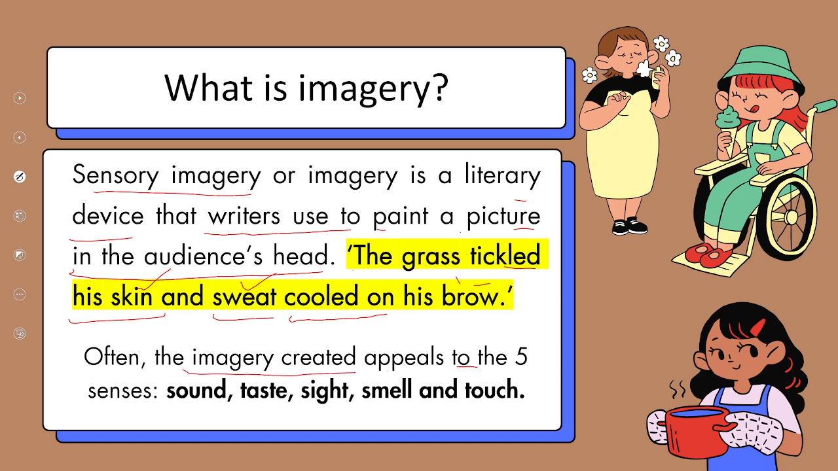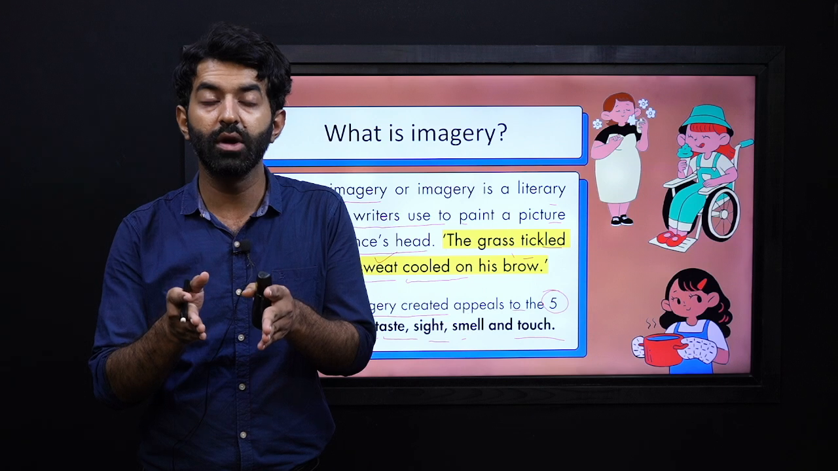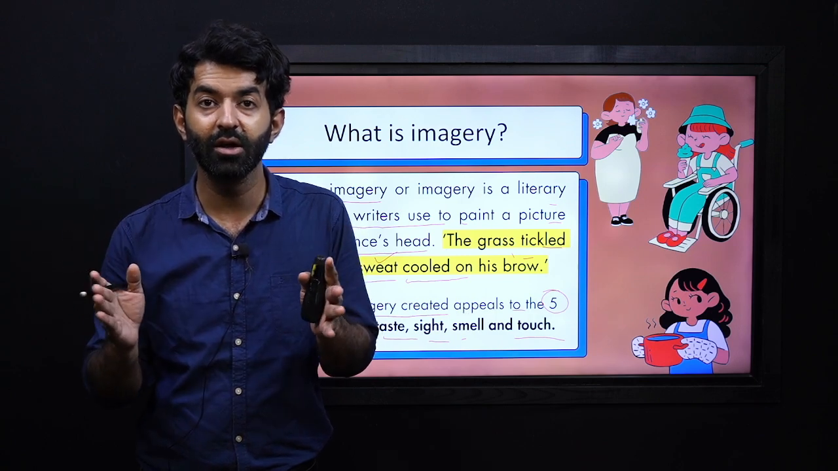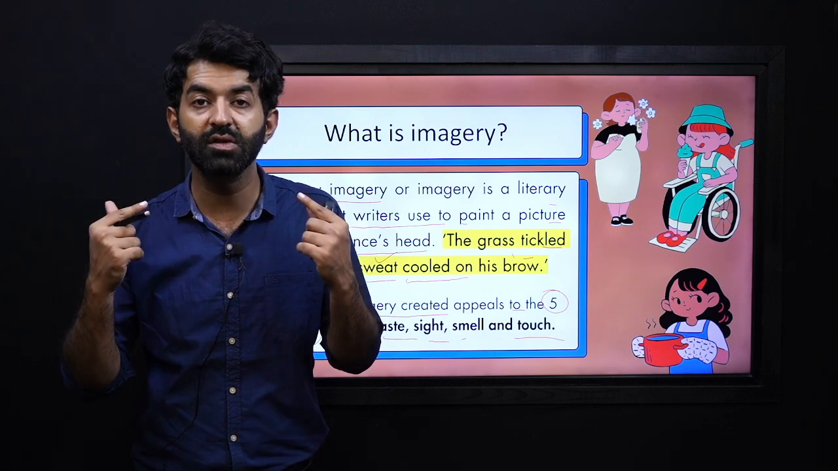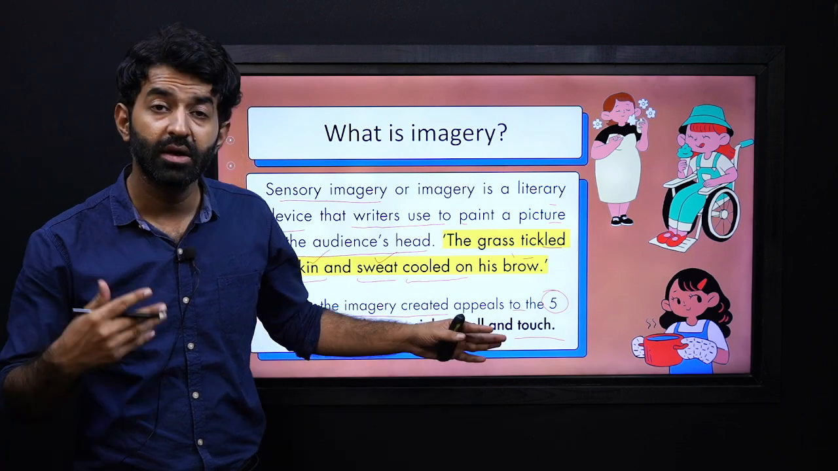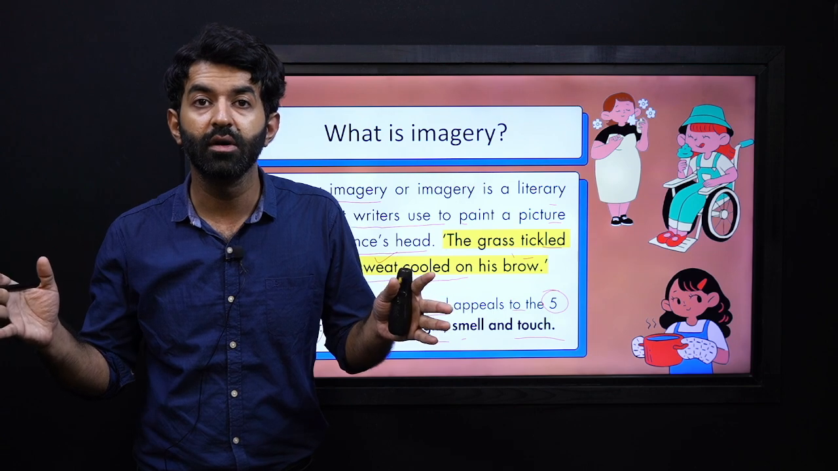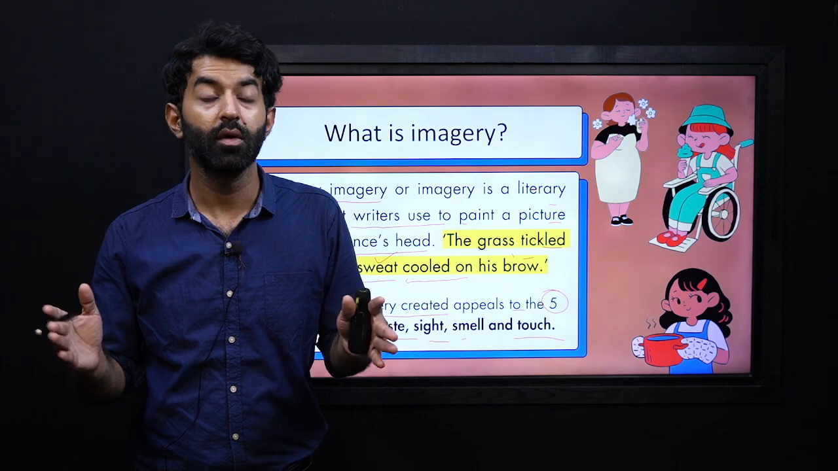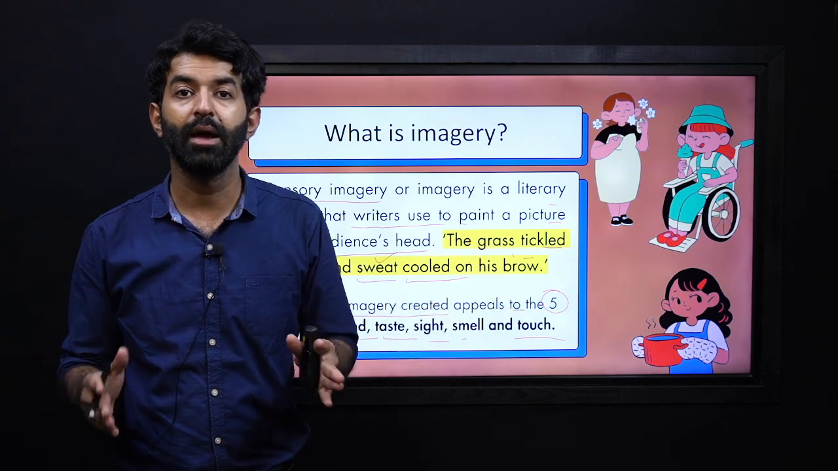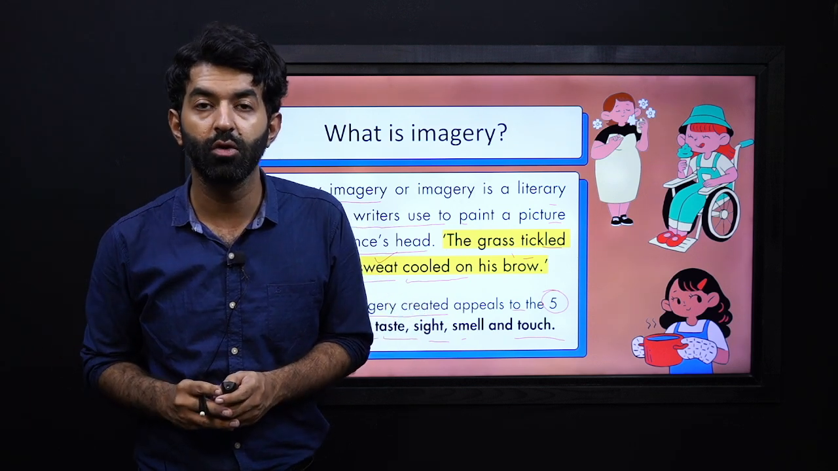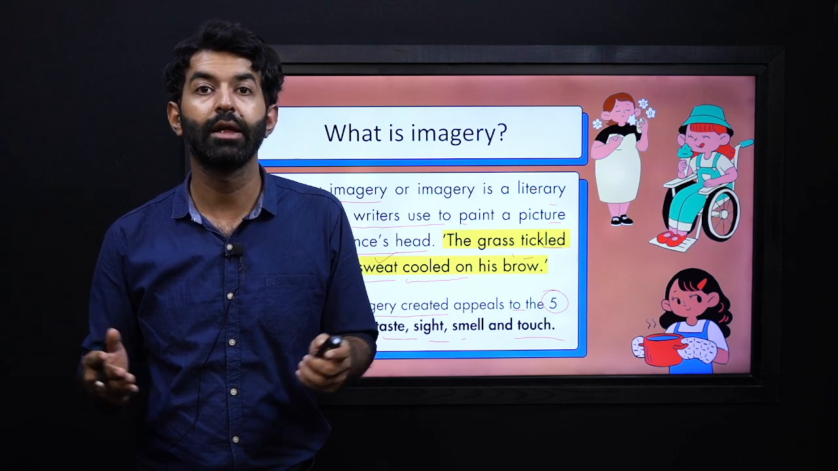Often, the imagery created appeals to the five senses that we have: sound, taste, sight, smell, and touch. This means that writers will try to invoke all these different senses in you so that you can actually taste something by reading it, feel like you're touching it, hear the sounds, and smell a scent. So all these different senses can be triggered using words in the form of this example or any other examples. These specific words can create an image in your mind, and this is what we call imagery. You can find it in poems and in other texts as well.